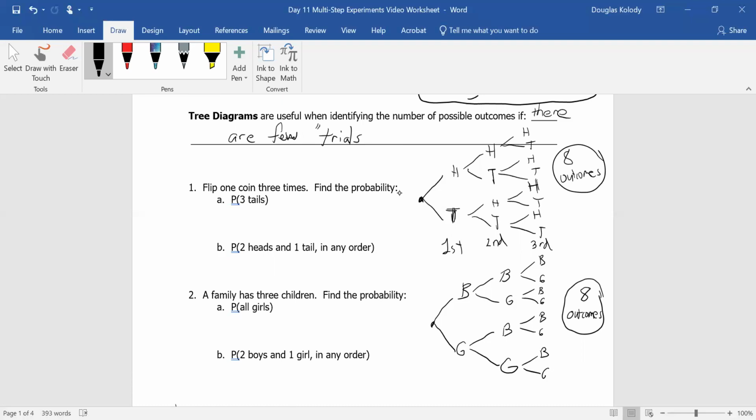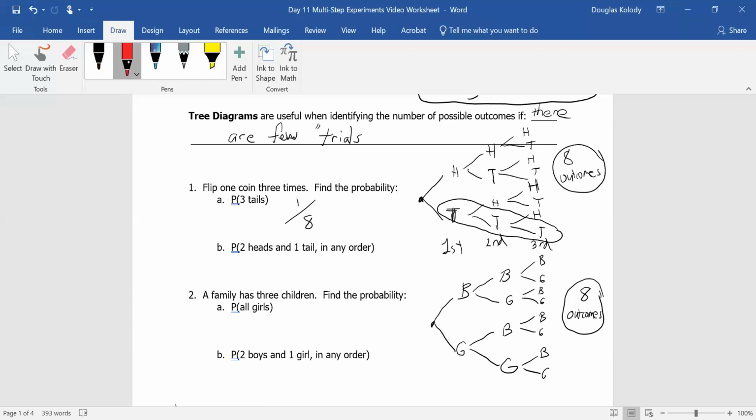For instance, find the probability of 3 tails. Well, if I flip a coin 3 times and get tails, tails, tails, the only branch I see that has tails, tails, tails is that one branch right there. That actually represents one branch, not 3. One branch of 3 coin flips. So that's one branch out of the 8 branches. I'm done with part A. The tree diagram helped me see that answer.